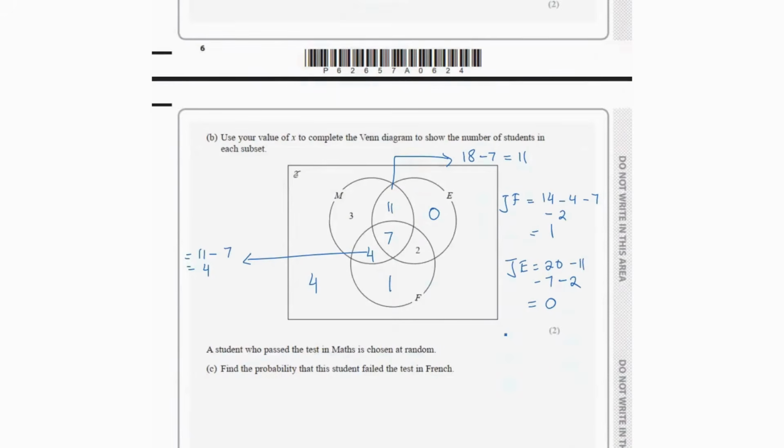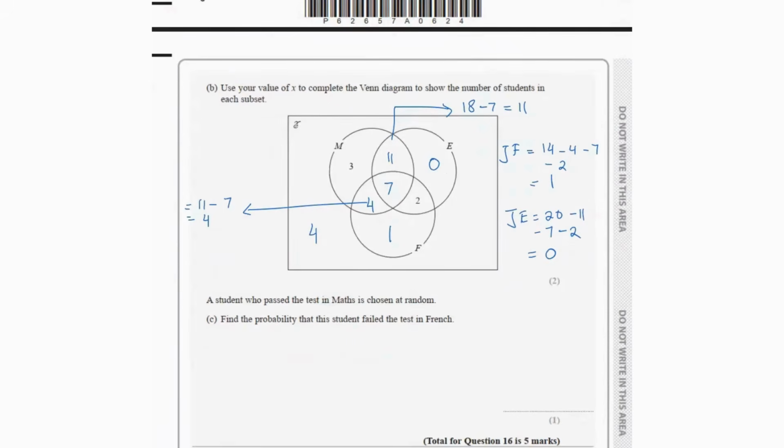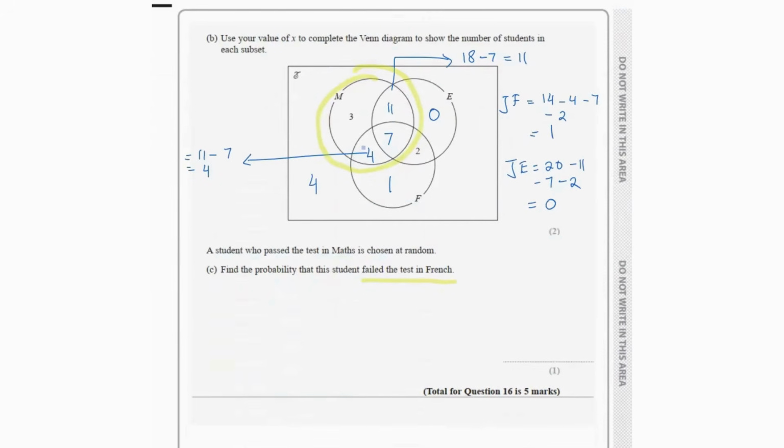Then a student who passed the test in maths is chosen at random. So we're just focusing on the circle for maths. Find the probability that this student failed the test in French. So we are focusing on the maths section, and from that we're trying to find the probability of a student that failed the test in French. These students passed the test in French. So the student who failed French will be over here, this one.